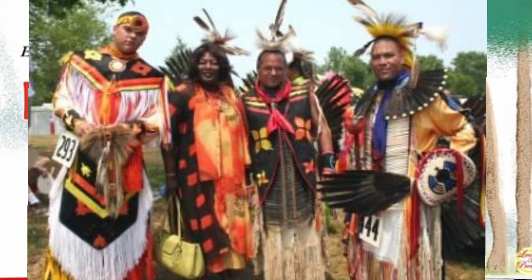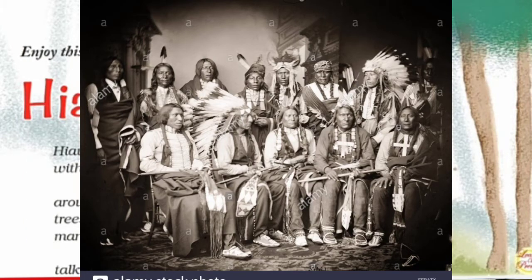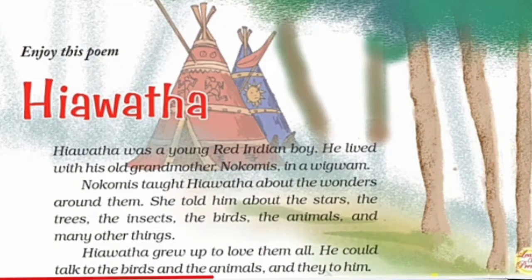What do you mean by tribal people? The people who are living in forest are called tribes. So, Hiawatha is a young red Indian boy who lives in a forest. The people living in forest areas in America are called red Indians.